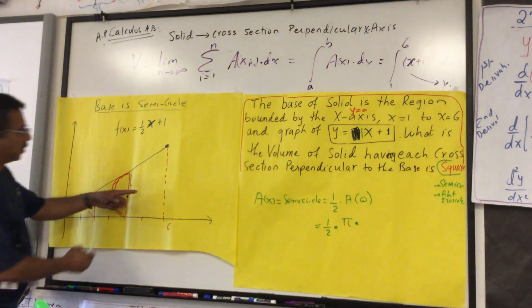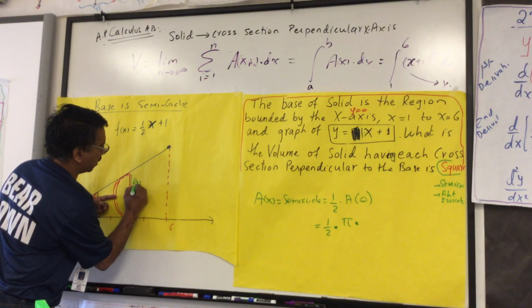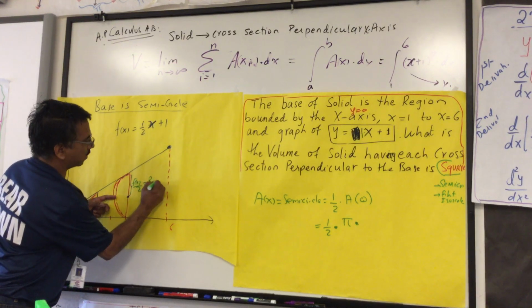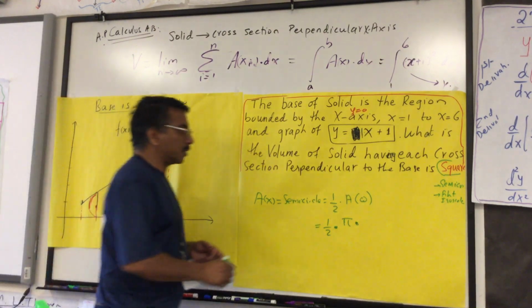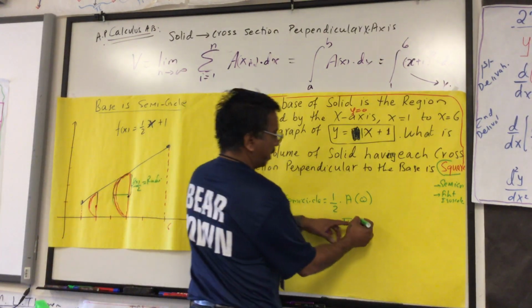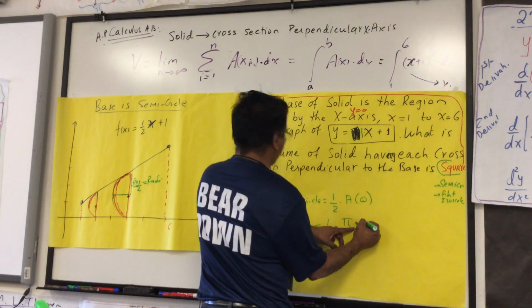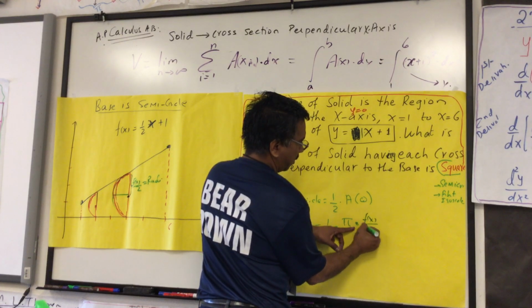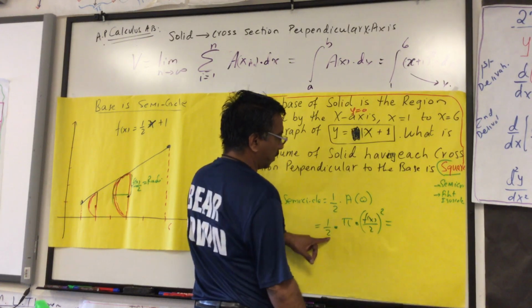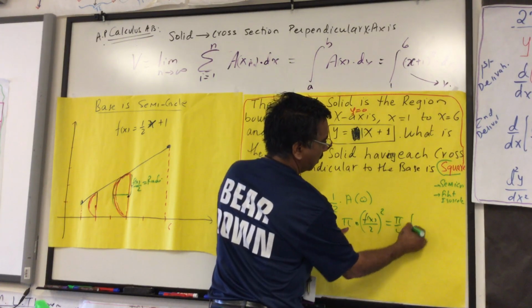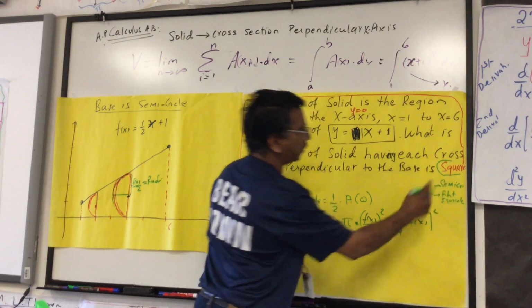Here it is. So this is your f(x) over 2. That's the radius. So if I put it over here, the area is the square of the radius, so I can write (f(x)/2) squared. You work this out: 2 times 2 is 4, so pi over 4. This is a formula you can always remember.